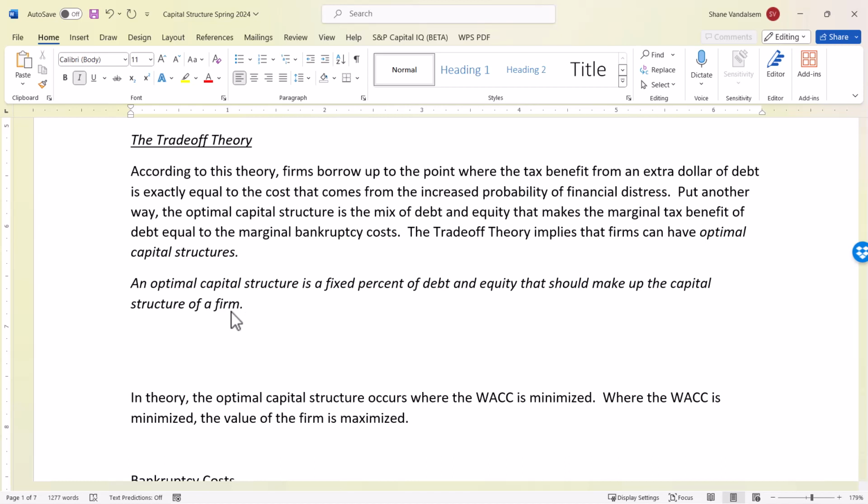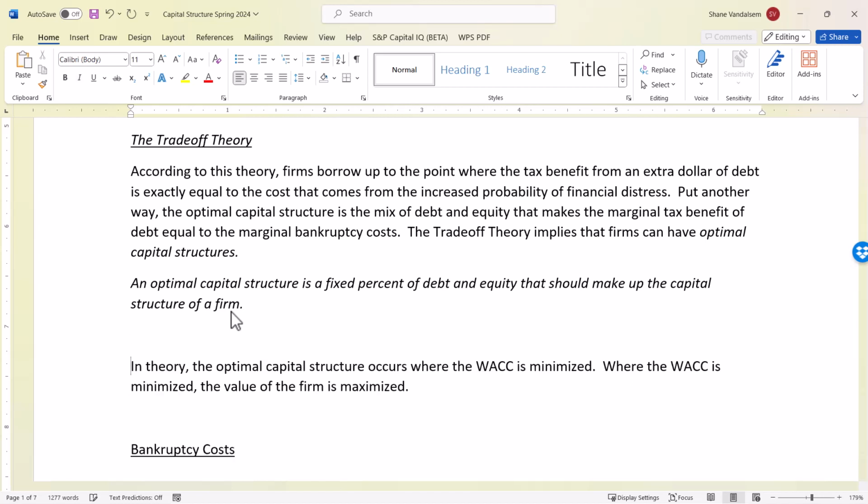Now, mind you, those percentages are going to differ between firms because there's different levels of business risk. The assets of the firm can be different and have different values if they have to be liquidated and things like that. But this says that there is an optimal amount of debt and equity that a firm should have. In theory, the optimal capital structure occurs where the weighted average cost of capital is minimized. Where the weighted average cost of capital is minimized, the value of the firm is maximized.